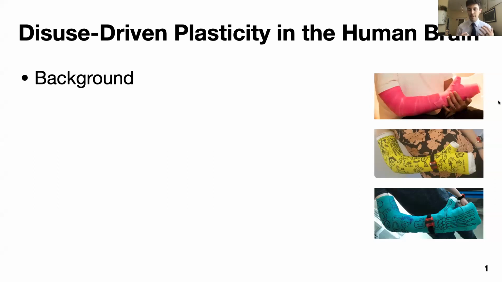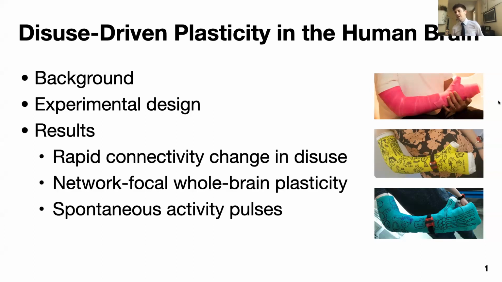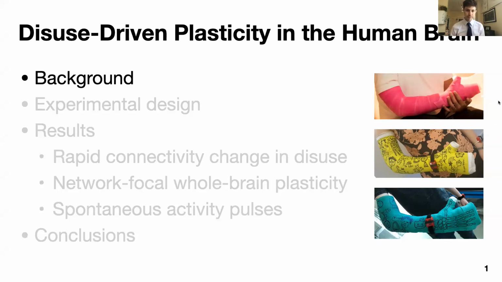So we're going to start out with some background so I can explain to all of you what plasticity is and how we measure it in the human brain. And then we're going to talk about how exactly we track plasticity in our participants. And the bulk of the talk will be covering some of the results from this experiment and what we think these results tell us about how the brain functions.